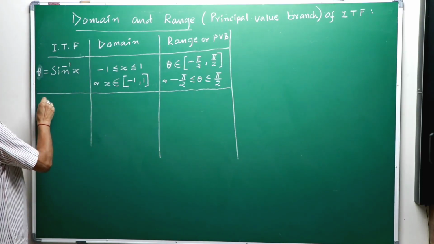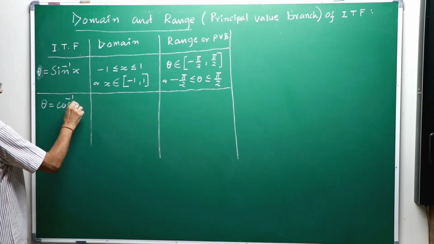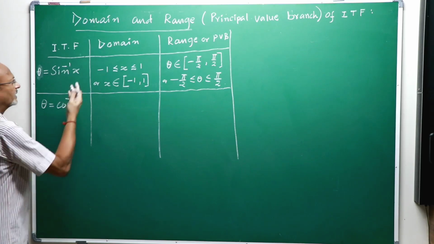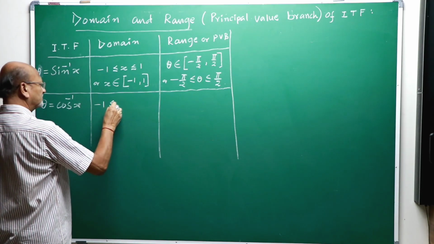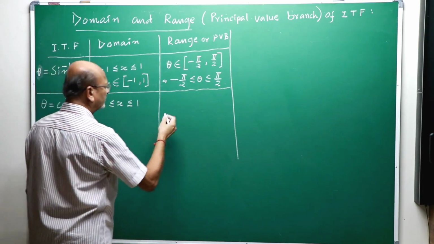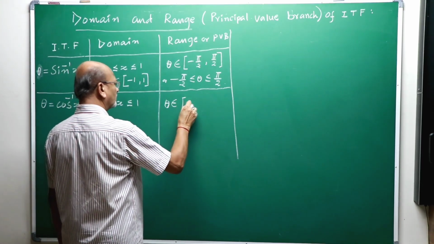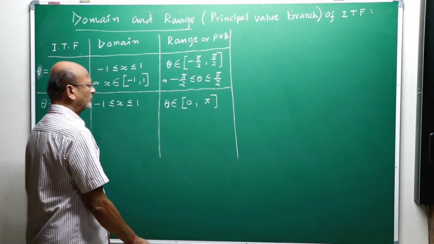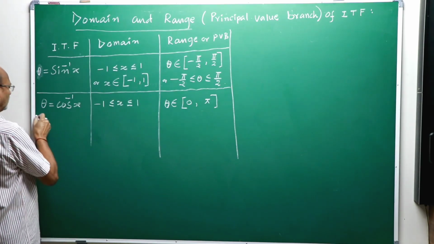Second is theta equal to cos inverse x. In some books it is mentioned as y instead of theta. Domain is the same: minus 1 less or equal to x less or equal to plus 1. Alternative is above. And for theta, theta belongs to the closed interval 0 to pi. 0 to pi. This is for cos inverse x.